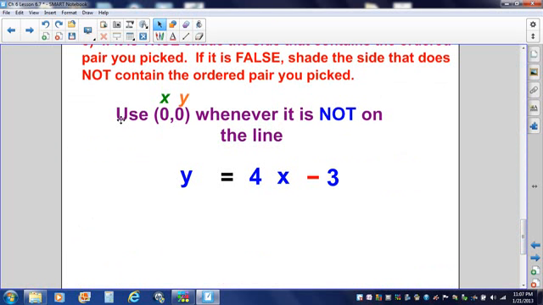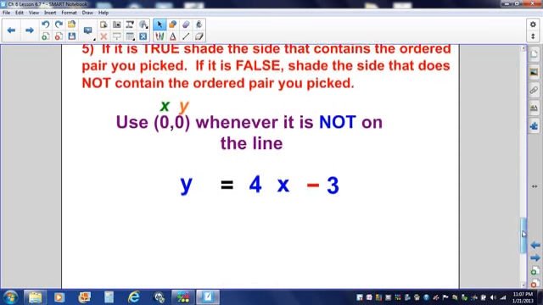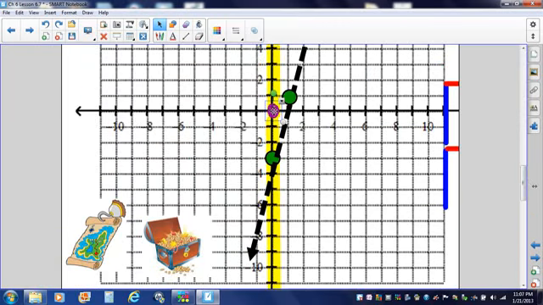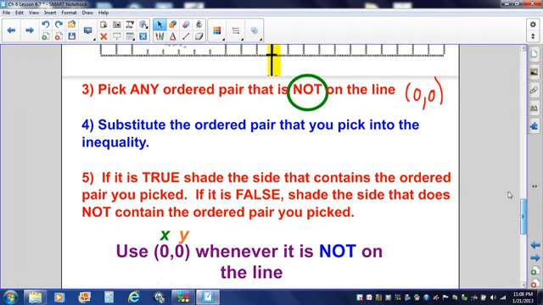I have a note down here. You may want to jot this down. I use 0, 0 whenever it is not on the line. Why? It's the easiest one to use. So we determined that 0, 0 is not on the line.